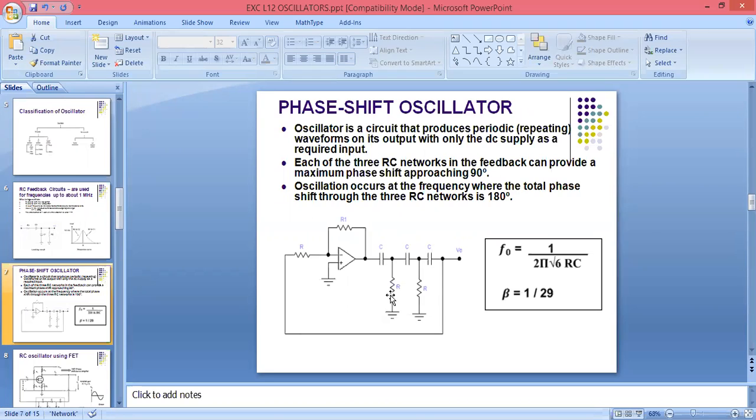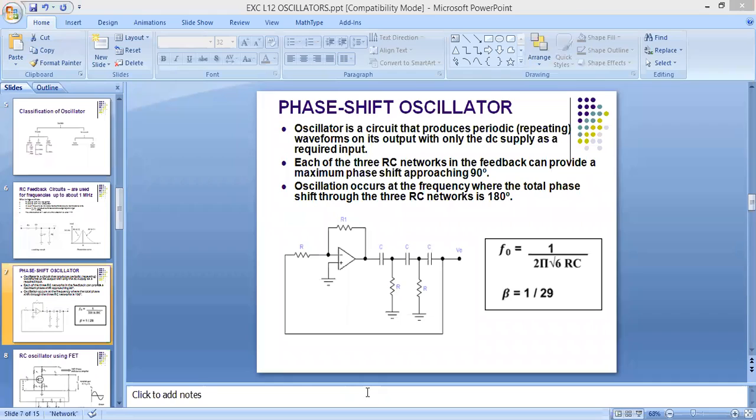So can anyone tell me, is it the lead network or the lag network? I am using first capacitor and after that resistor, so is this a lead network or a lag network? Can anyone tell me? Sneha, please answer the question faster. Please unmute yourself and answer the question. Suchita, are you there? Yes, ma'am. Okay, answer the question.